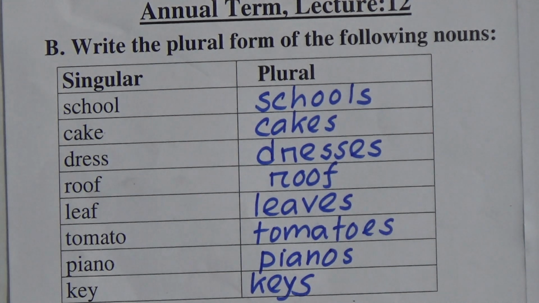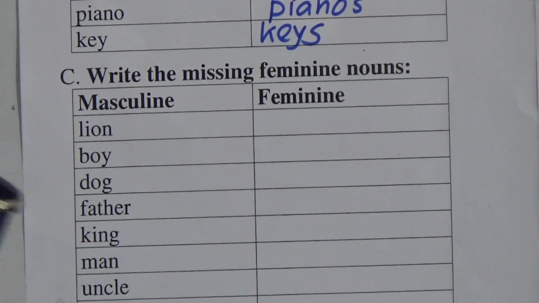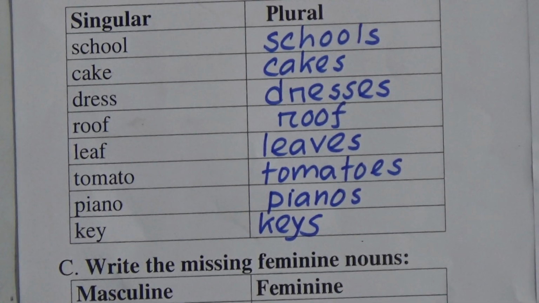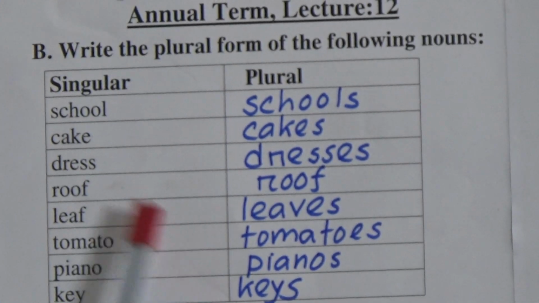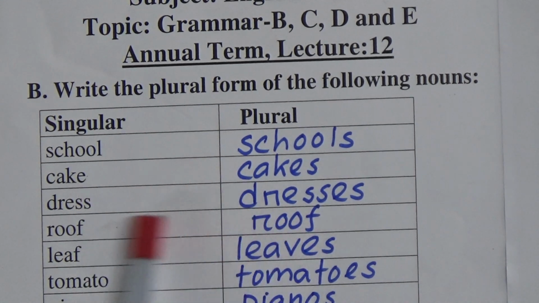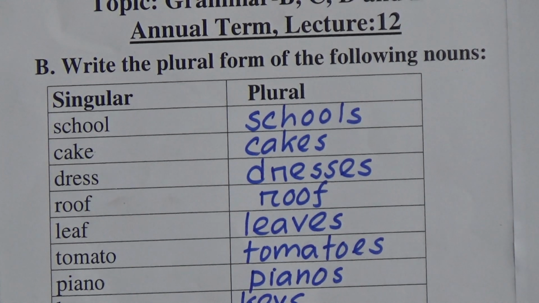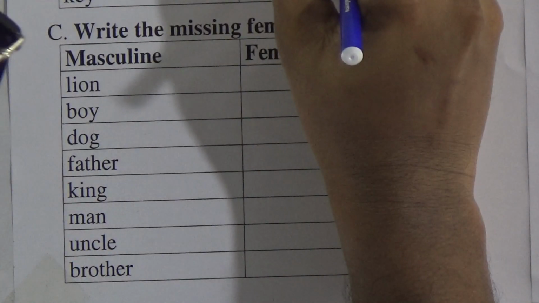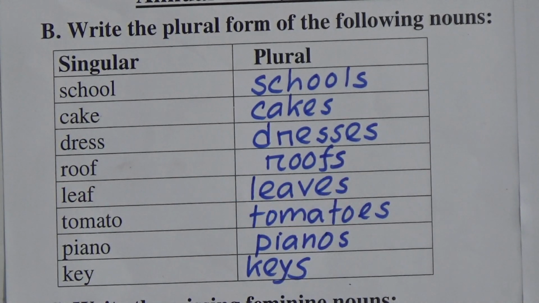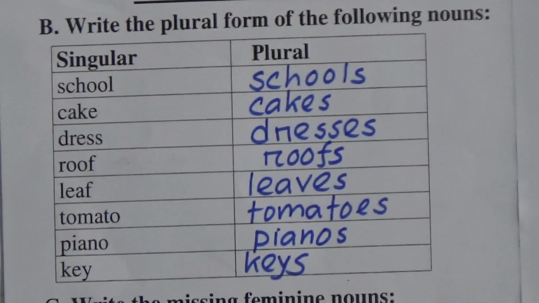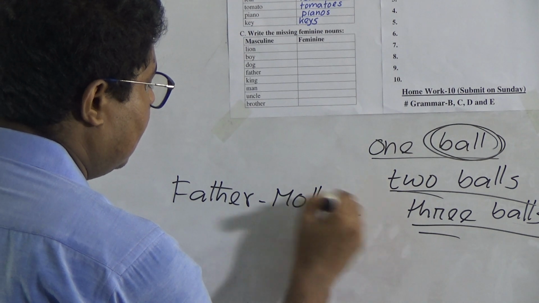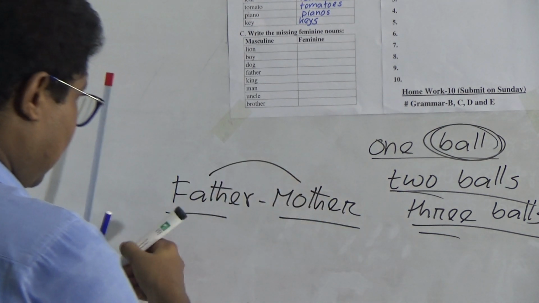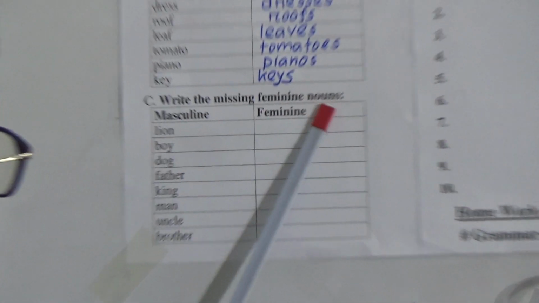And key, keys. We will move to number C. Write the missing feminine nouns, masculine and feminine. So what is masculine? I'm correcting roof, roofs. What is masculine and feminine? If I say father, father is masculine and mother is feminine. So my students, write the missing feminine nouns.